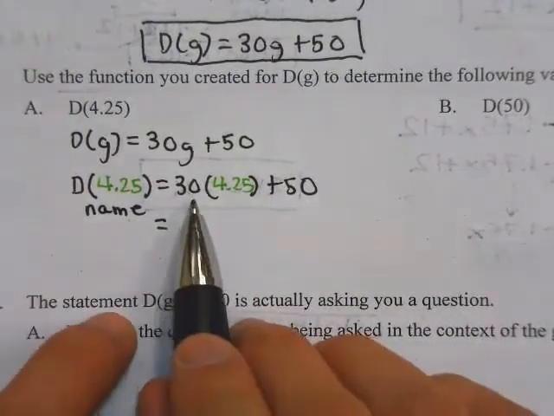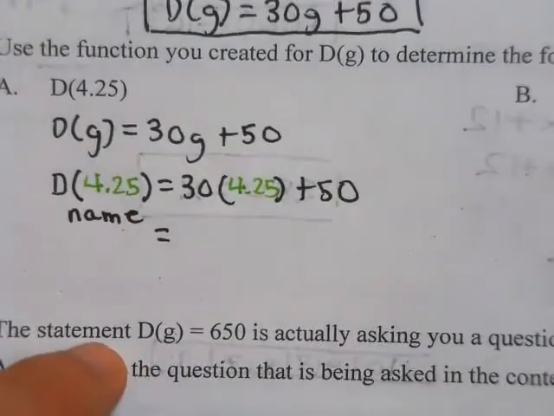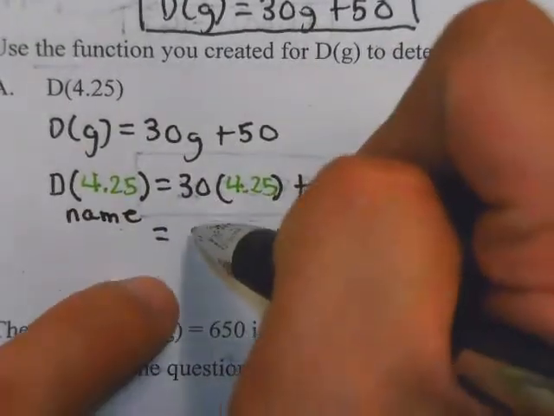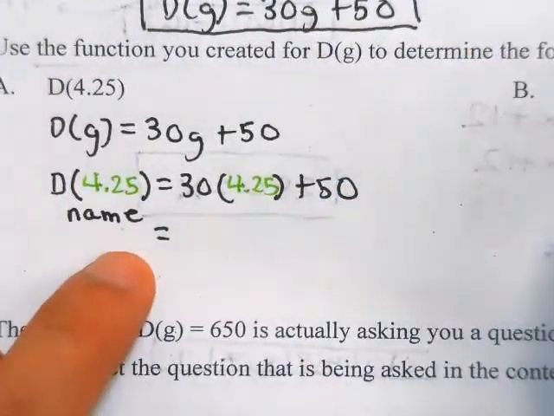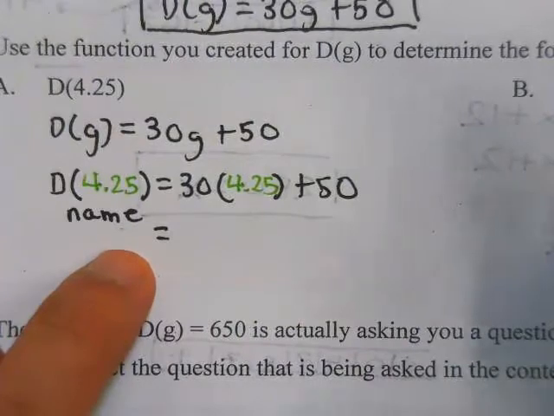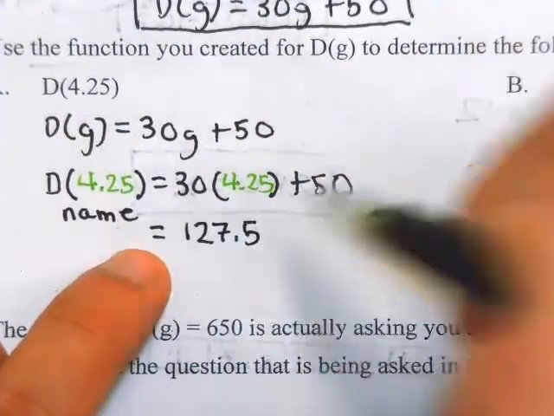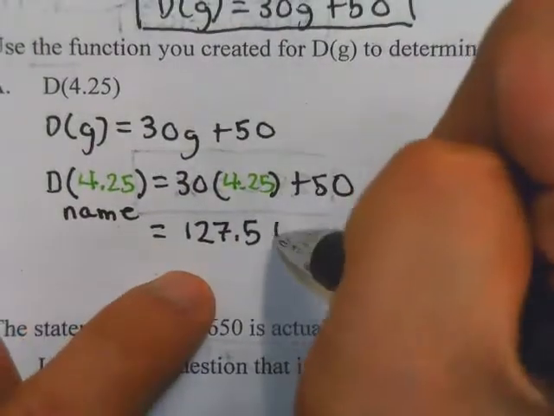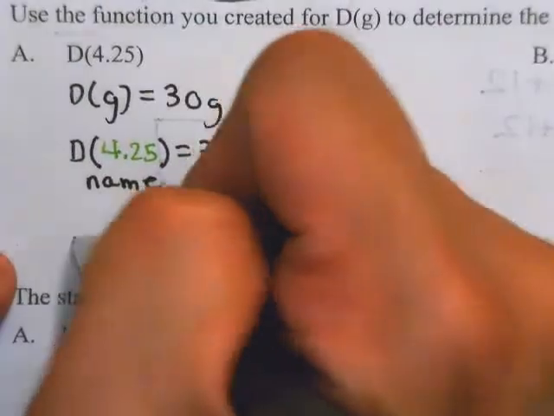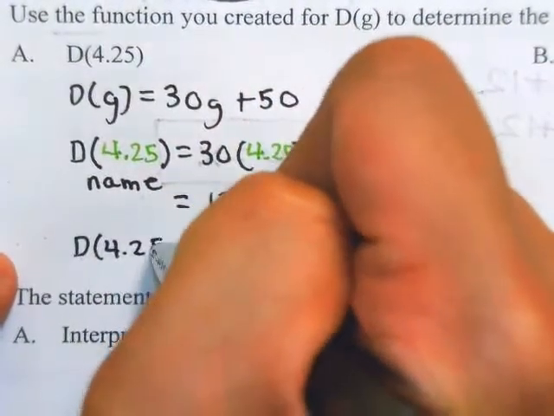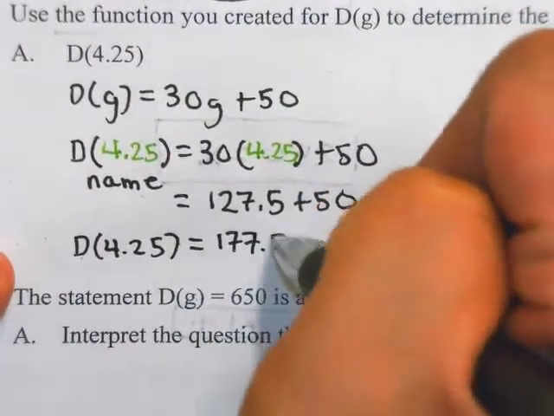I need help with 30 times 4.25. 127.5? Okay, all right. $177.5? Okay.